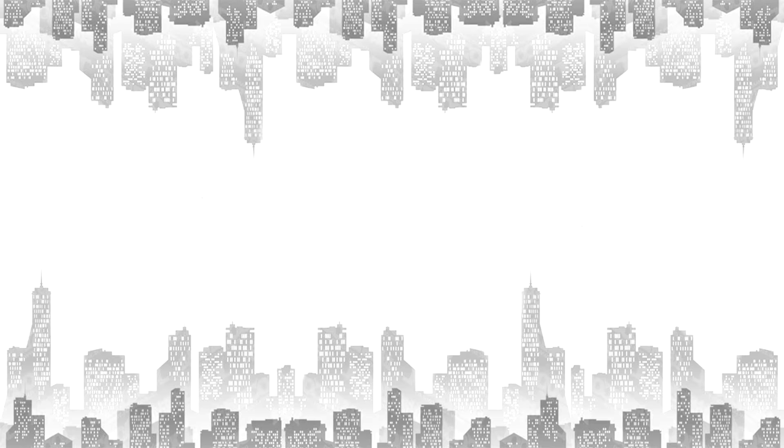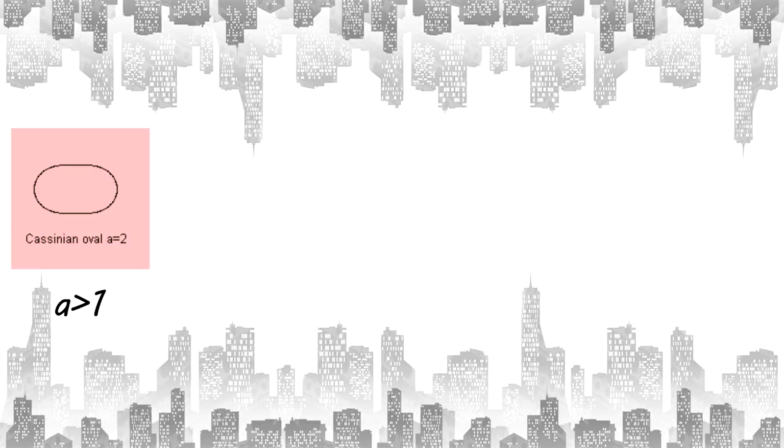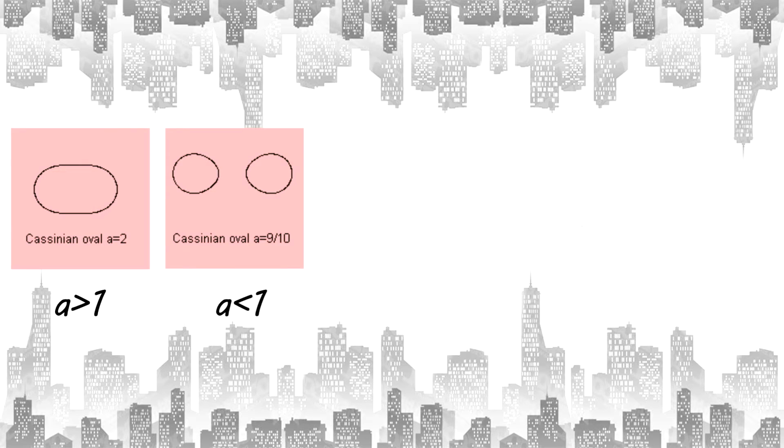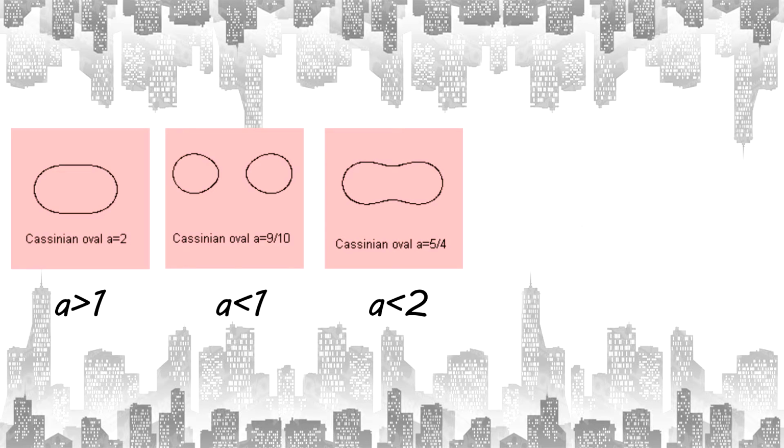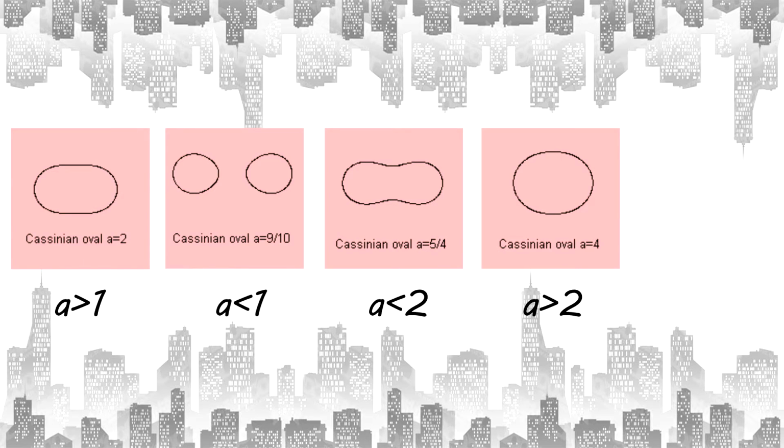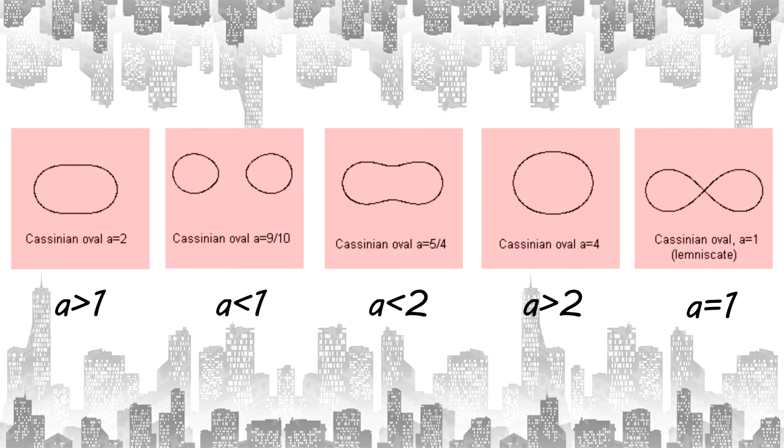The value of the variable named a determines the form of the oval. For a greater than 1, we see one curve. For a less than 1, two egg-shaped forms. For a less than 2, the oval is squeezed in the middle. For a greater than 2, the curve goes towards a circle. But what if we have a equals 1? Then the lemniscate forms because both values are equal to each other.